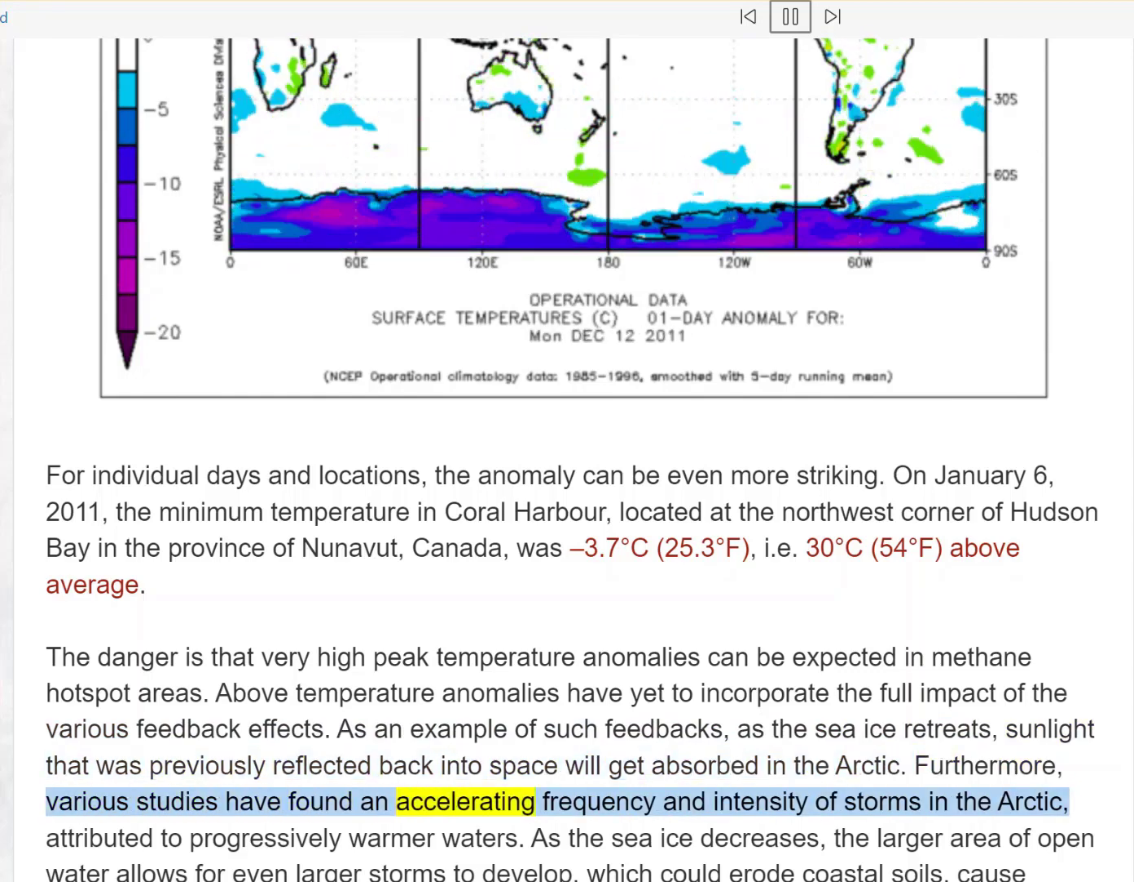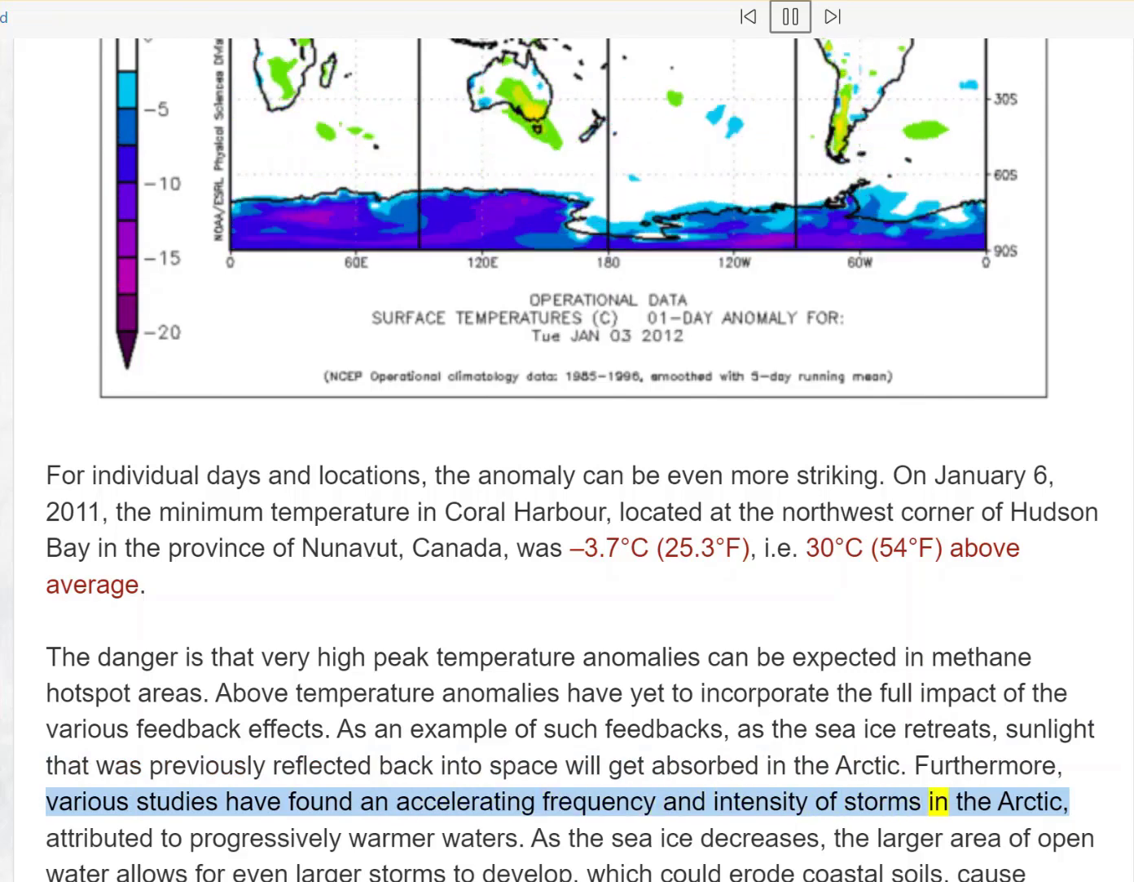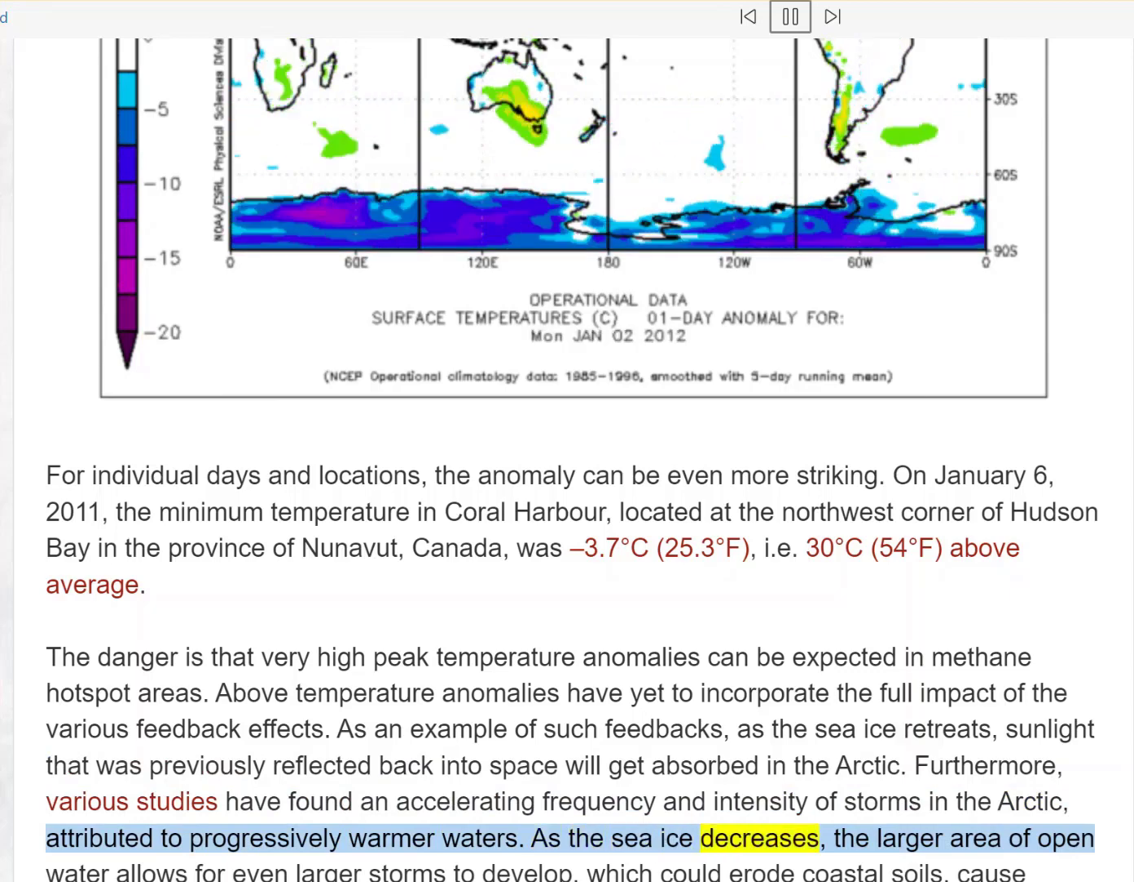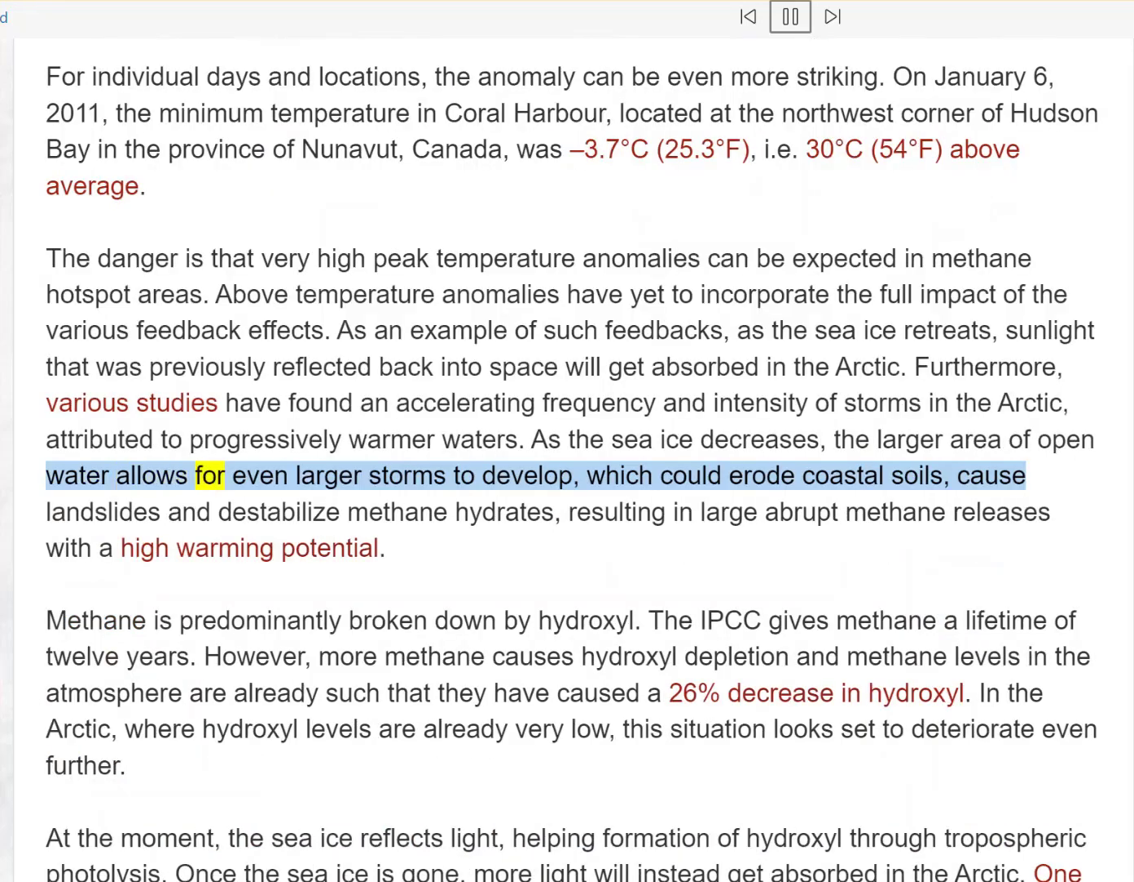Furthermore, various studies have found an accelerating frequency and intensity of storms in the Arctic, attributed to progressively warmer waters. As the sea ice decreases, the larger area of open water allows for even larger storms to develop, which could erode coastal soils, cause landslides and destabilize methane hydrates, resulting in large abrupt methane releases with a high warming potential.